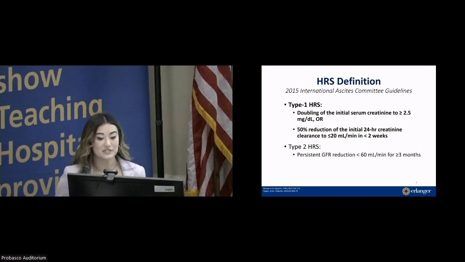Type 1 HRS was defined as doubling initial serum creatinine to greater than or equal to 2.5, or a 50% reduction of initial baseline serum creatinine to less than 20 milliliters per minute in less than 2 weeks. Type 2 is listed here. However, in this presentation, we are going to focus primarily on type 1 HRS.